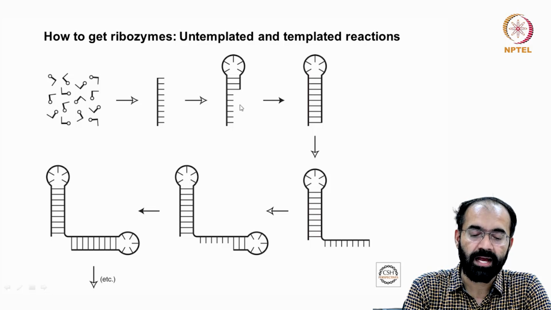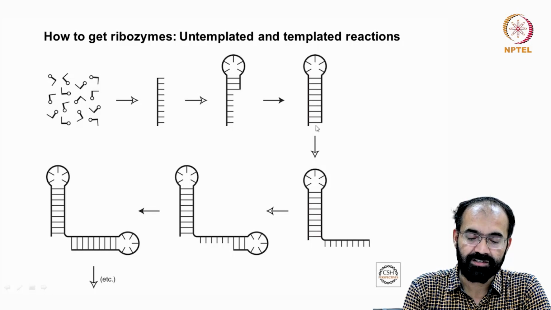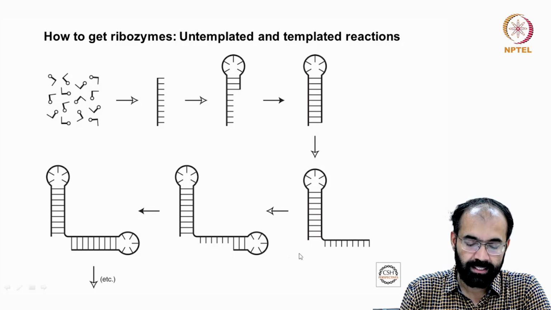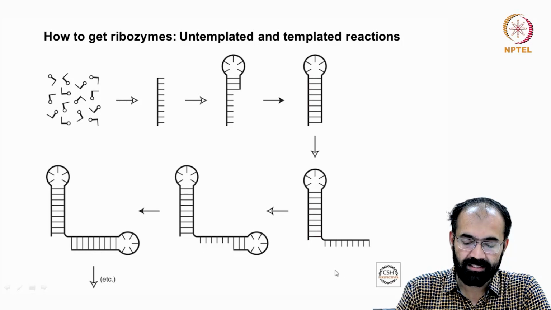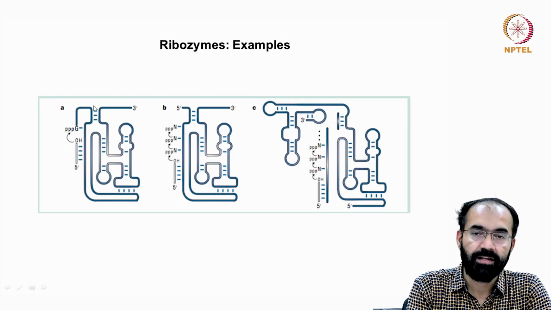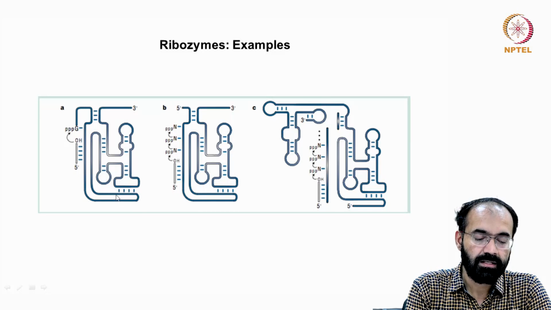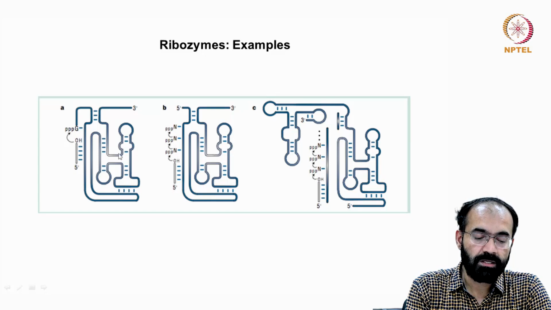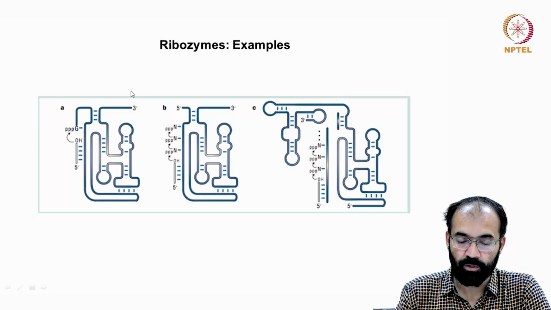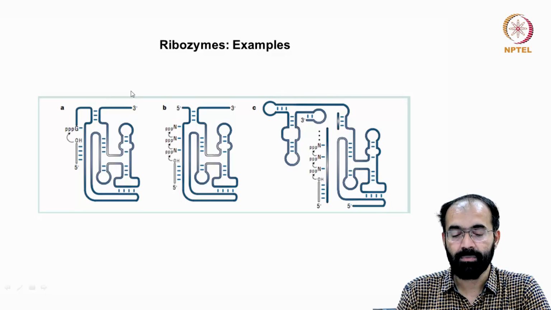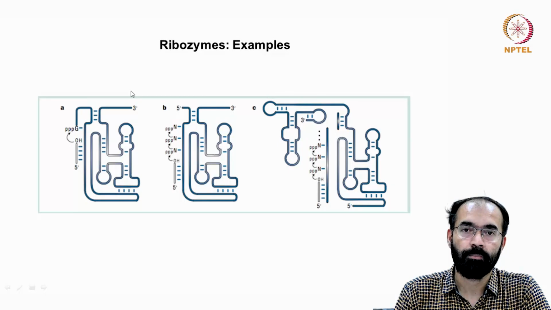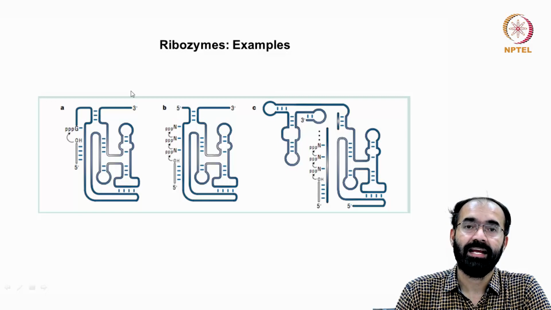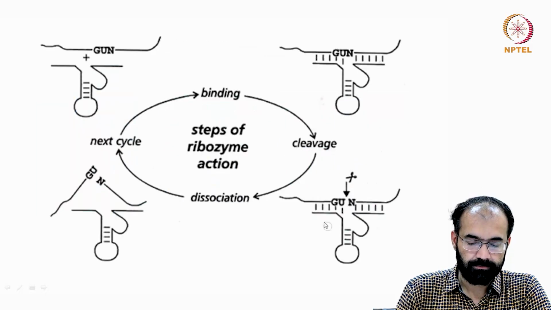Now it is a question of time whether it can make a template copy, like you can see a loop and then a stem. This stem is growing in all directions possible, and this will continue to make a very complex structure, as you can see in this picture: any long possible stem, loop, again stem, again loop structure is possible, and this continues to grow. Remember, during this process, it is adopting newer and newer secondary and tertiary structures.